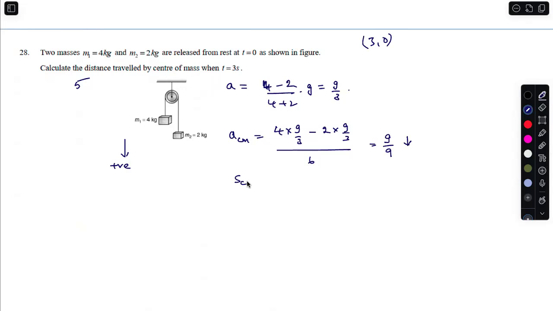Now, the displacement, as it starts from rest, is half a_CM t square, half into g by 9 into 3 square. So 9 cancels, and g by 2 means 5 meters. Here the problem is that they should have given g equal to 10 meters per second square.